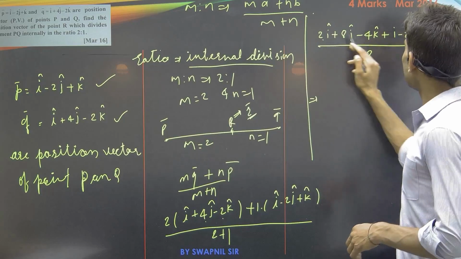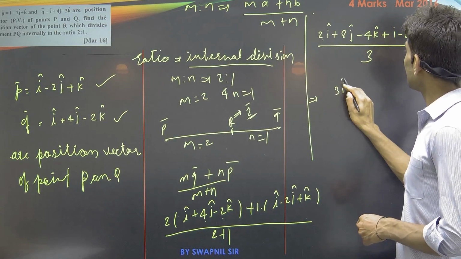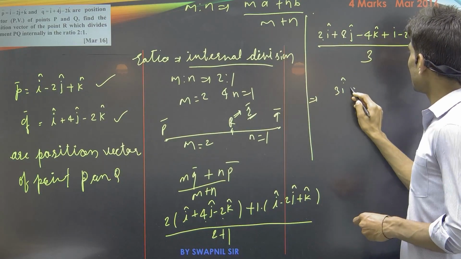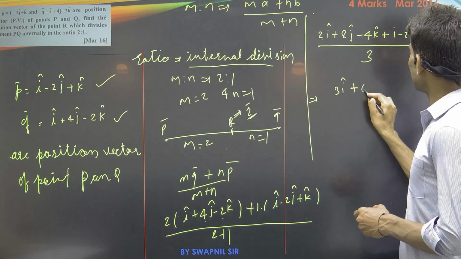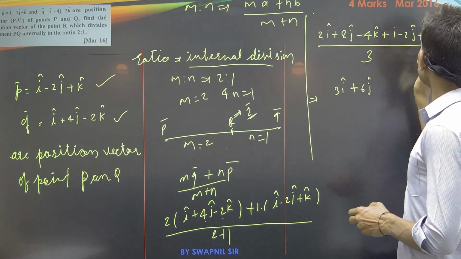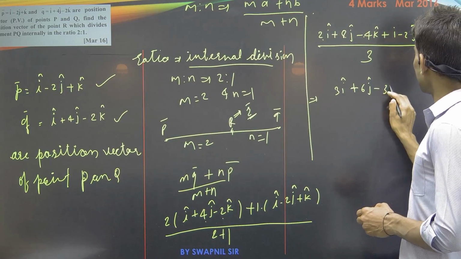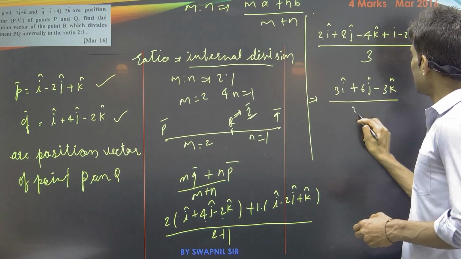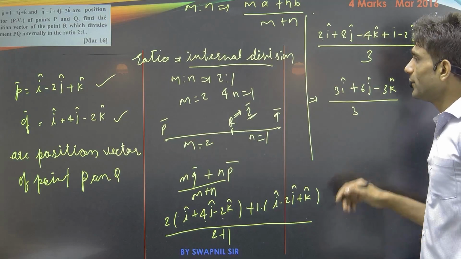So 2 i cap plus i cap gives 3 times i cap. 8 j cap minus 2 j cap gives plus 6 times j cap. Minus 4 k cap plus k cap gives minus 3 times k cap, completely divided by 3. Now go for the separate division of our line segment.